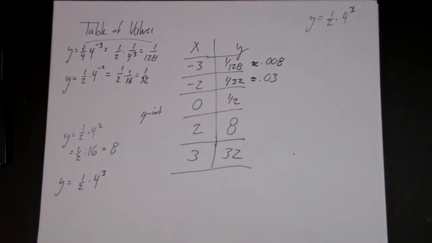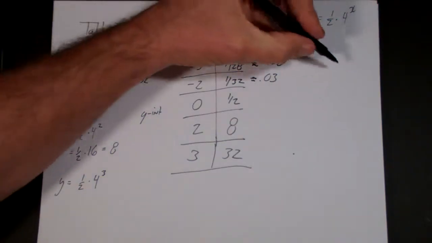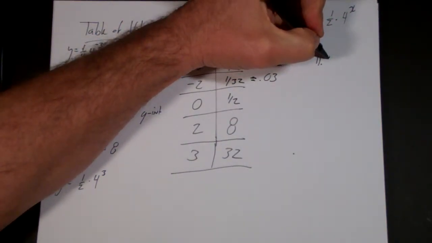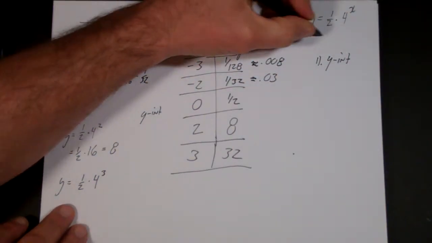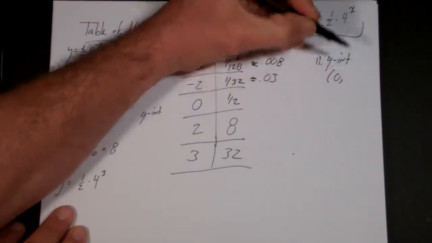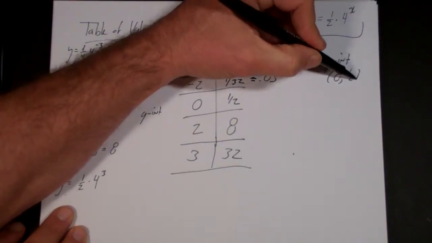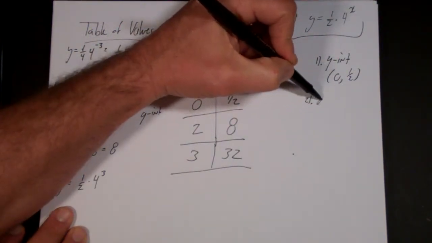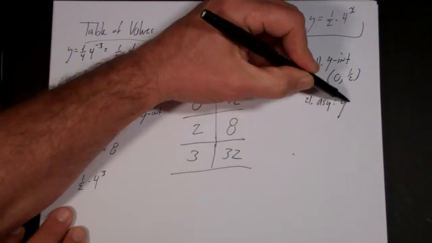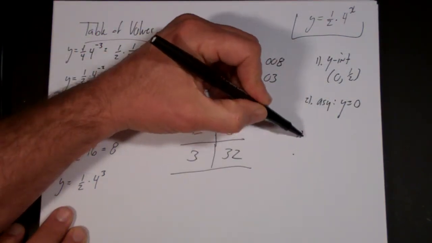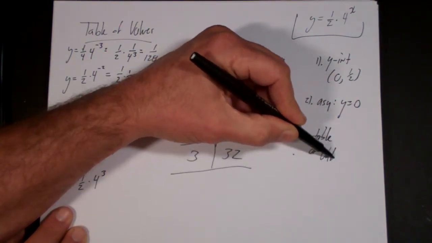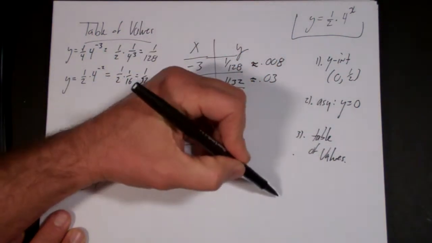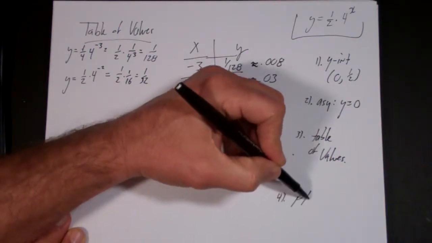Now these are so small that on a graph you're not really going to be able to see them. So let's review the steps. The first step is the y-intercept. The y-intercept of this problem is right here: 0, 1/2. The second step is to find the asymptote. The asymptote is y is equal to 0. And the third step is to do table values. And the fourth step is you simply plot them on a graph.